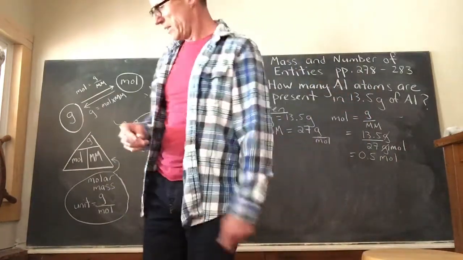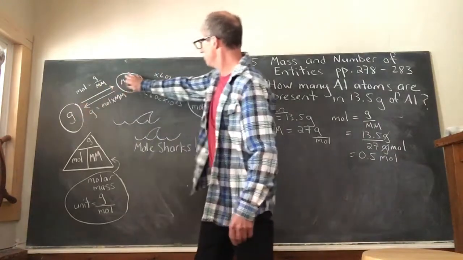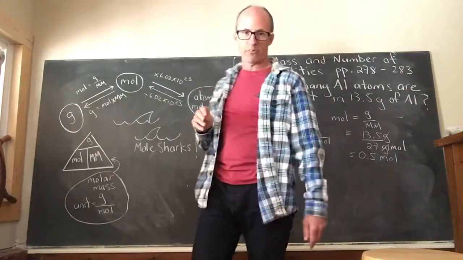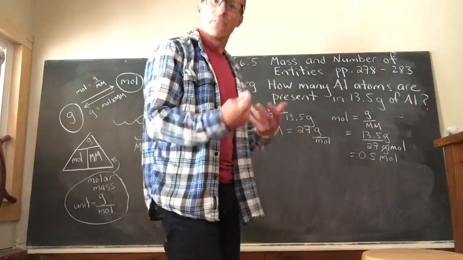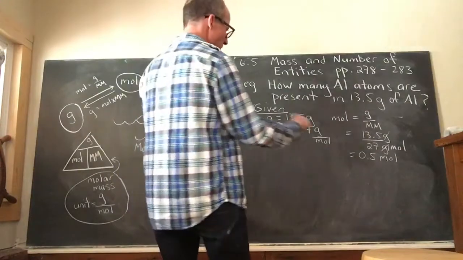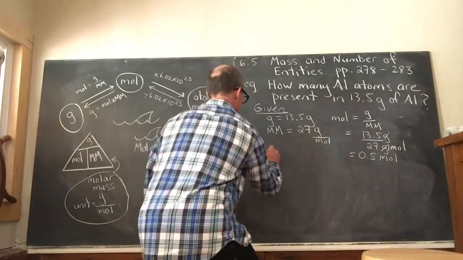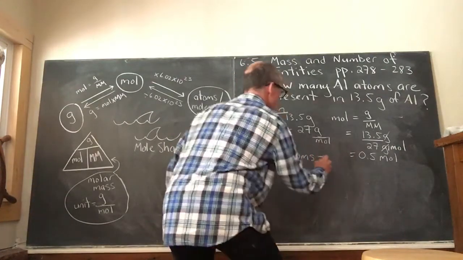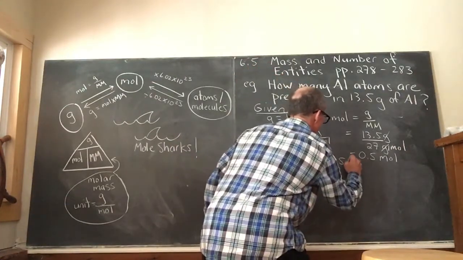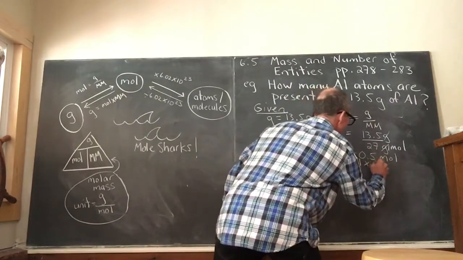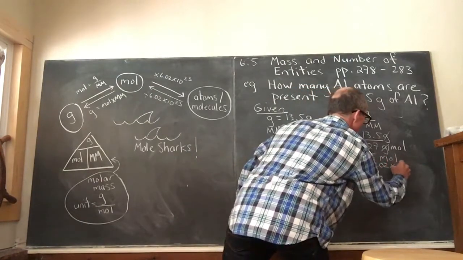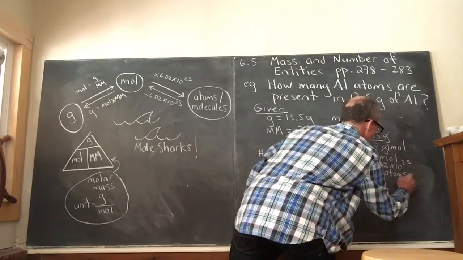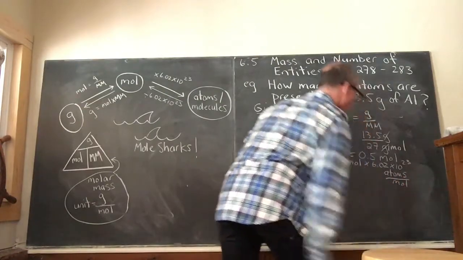So what have we achieved? So far we've gone from grams to moles. Now we have to go from moles to particles, or in this case, atoms. This is where we're going to use our table. Simply enough, the number of aluminum atoms in this question is equal to 0.5 moles times 6.02 times 10 to the 23rd atoms per mole.